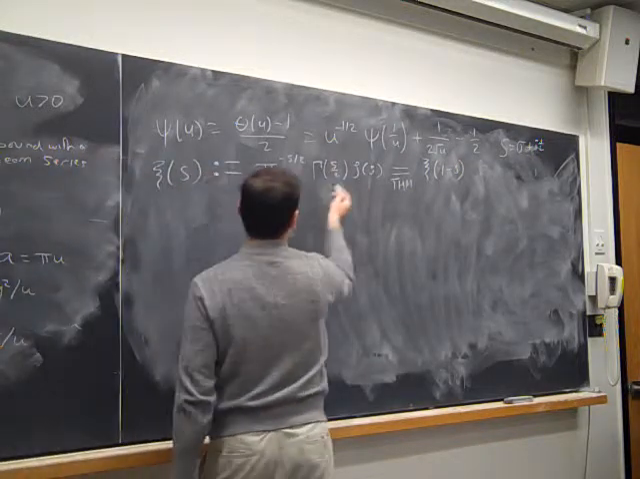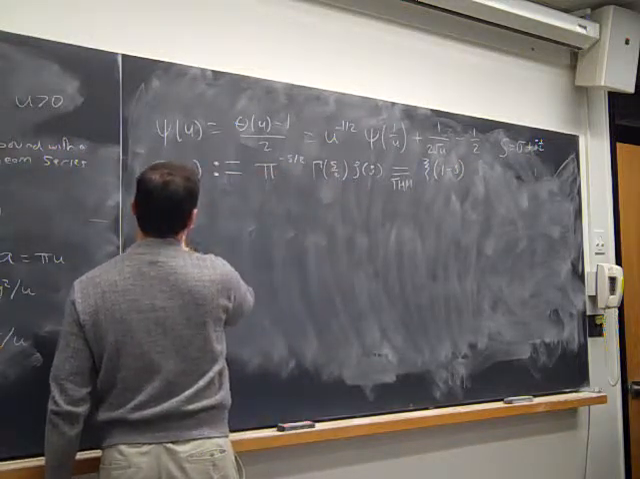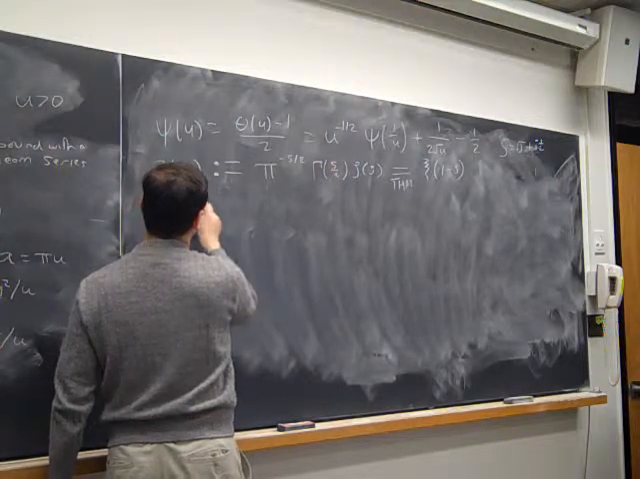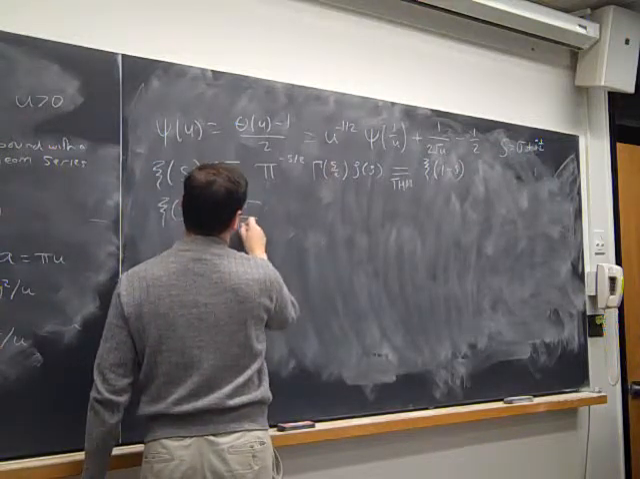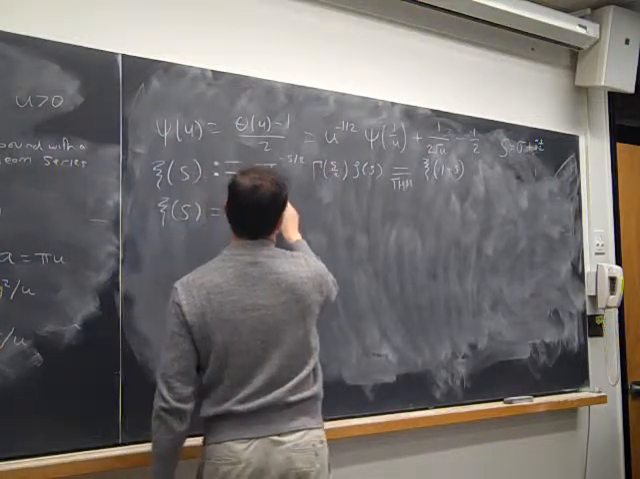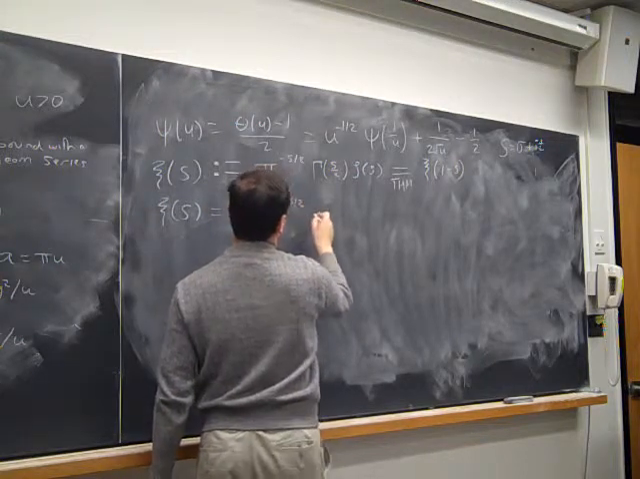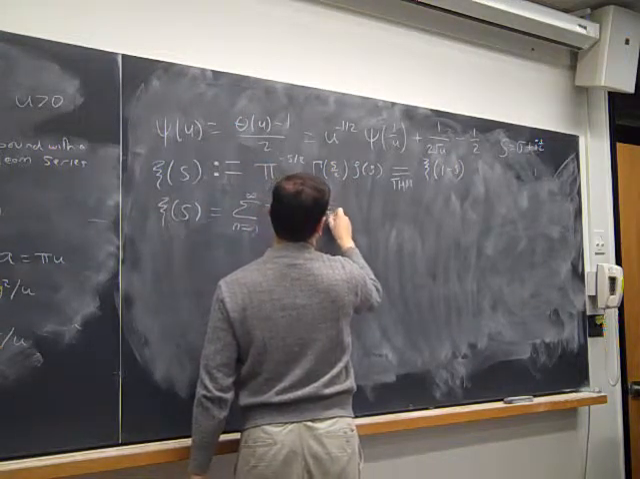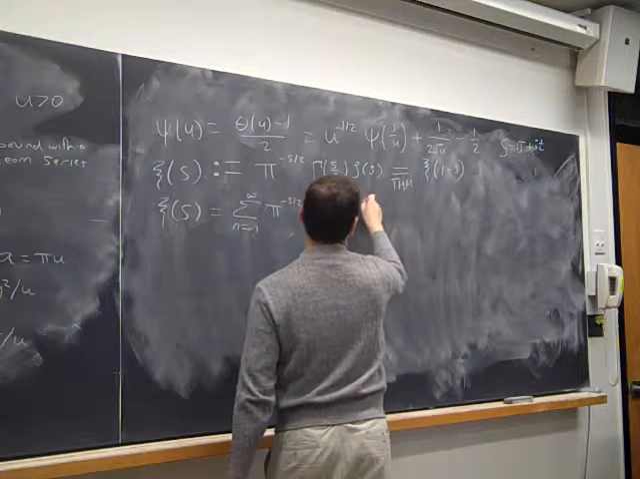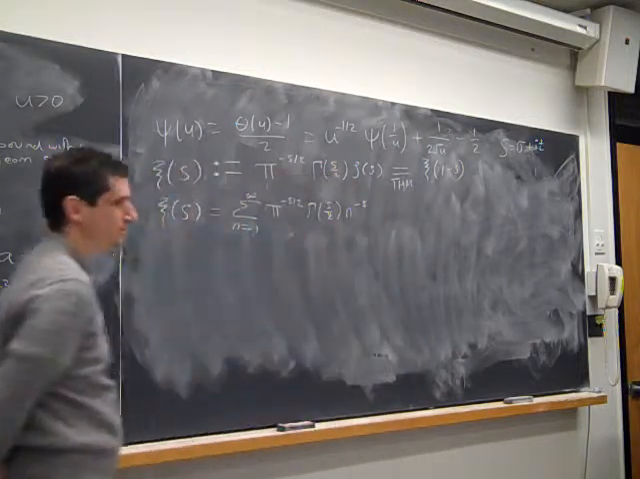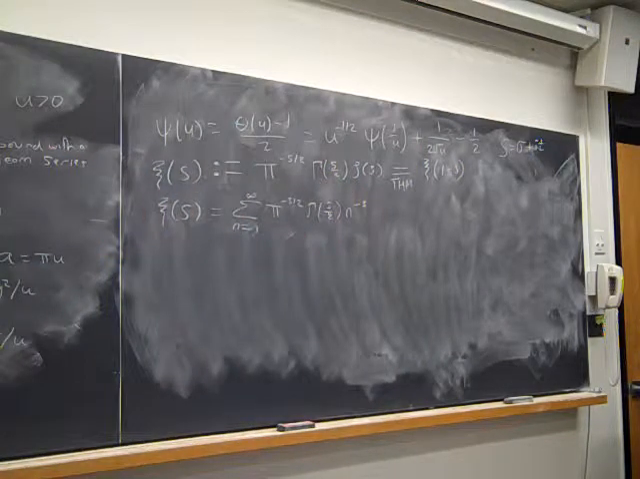So the first thing is, this is equal to, so the completed function of s is the sum, n goes from 1 to infinity, of pi to the minus s halves, gamma of s halves, n to the negative s. Okay. So far so good?